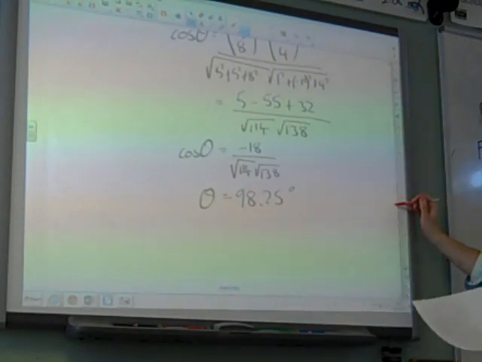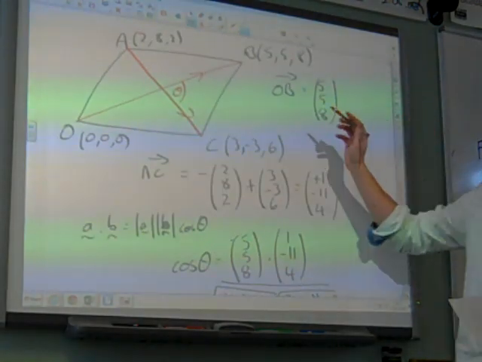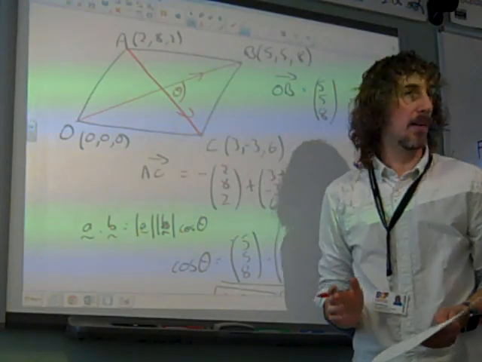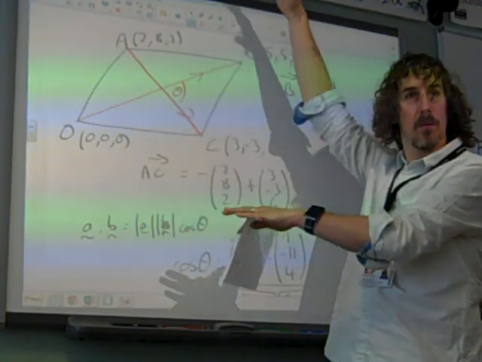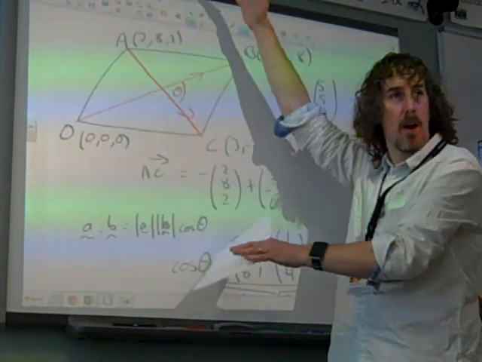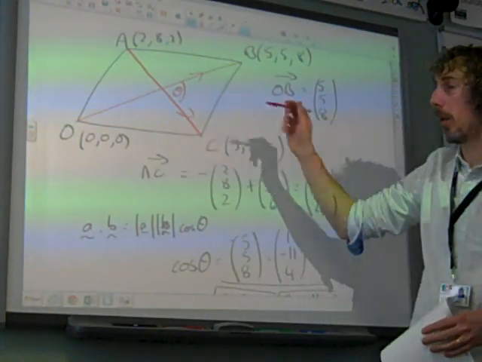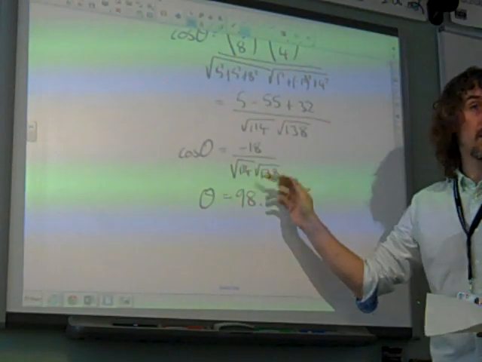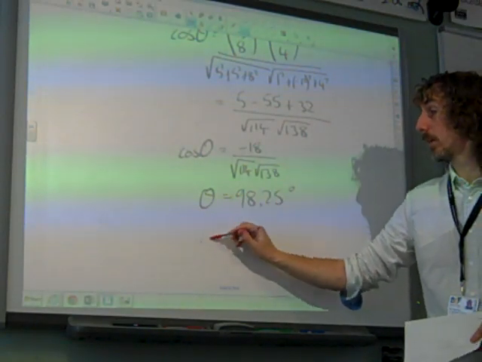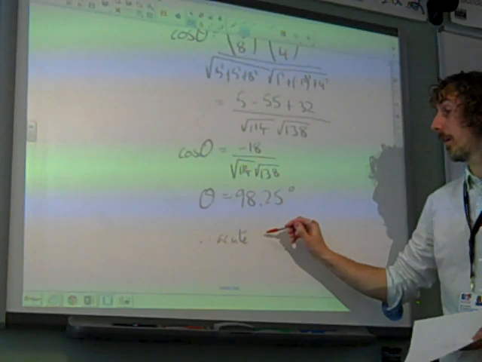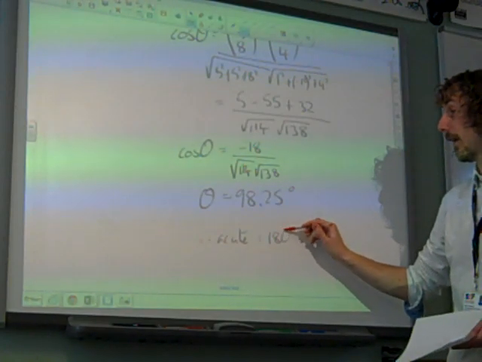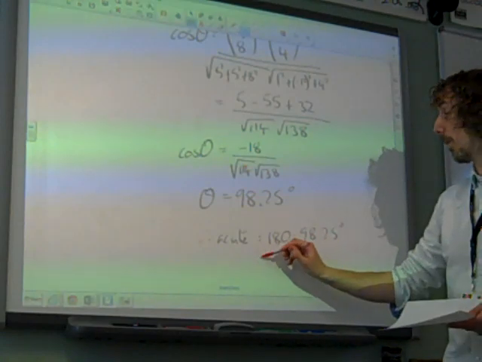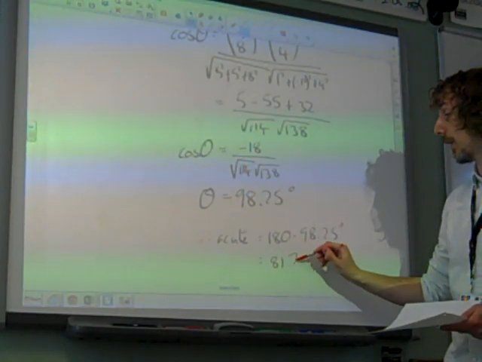So my diagram wasn't quite right. It wasn't a long, thin parallelogram, it was a short, kind of tall parallelogram. It was that way. So the obtuse angle was the other one. So the acute angle was the other one. So my acute angle is 180 minus 98.25 degrees, which is 81.7 to 3 significant figures.